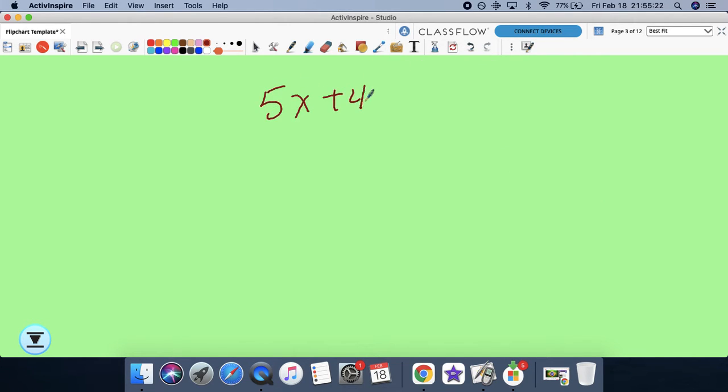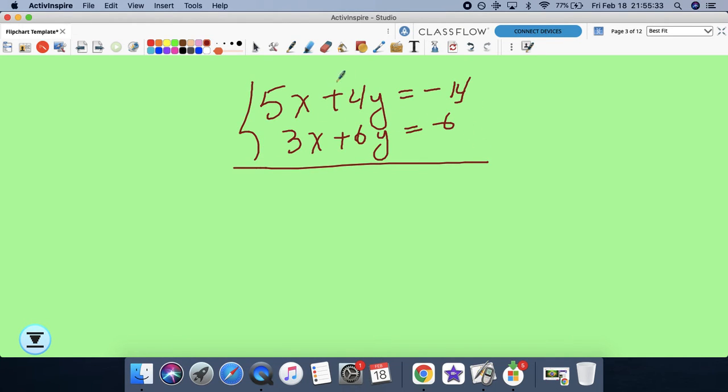5x plus 4y equals negative 14. 3x plus 6y equals 6. So another one where you have to multiply both lines. You don't have a choice here. Either pick the y's or the x's. I'm just going to stick to the x's.